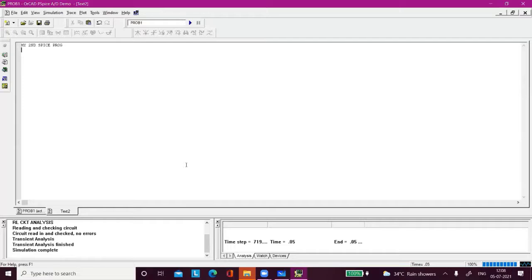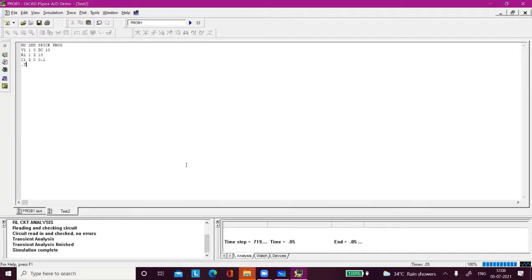Now first write the program. V1 1 0 DC 10 volt. R1 1 2 10. C1 2 0 0.1. So what is the time constant? The RC time constant is R into C. For the RC circuit, time constant is R into C, which is 10 into 0.1. That is your 1 second.